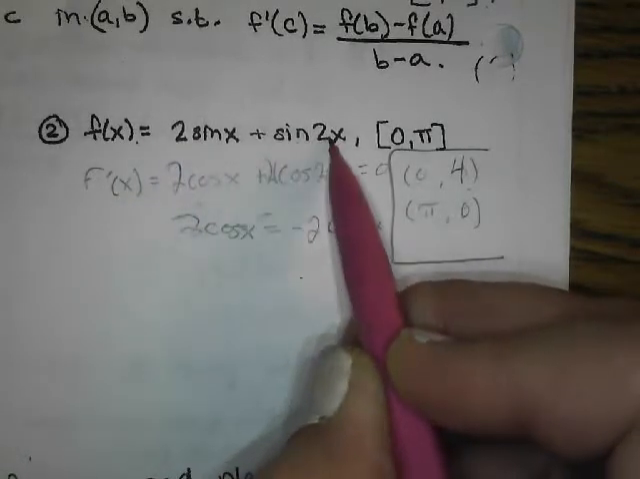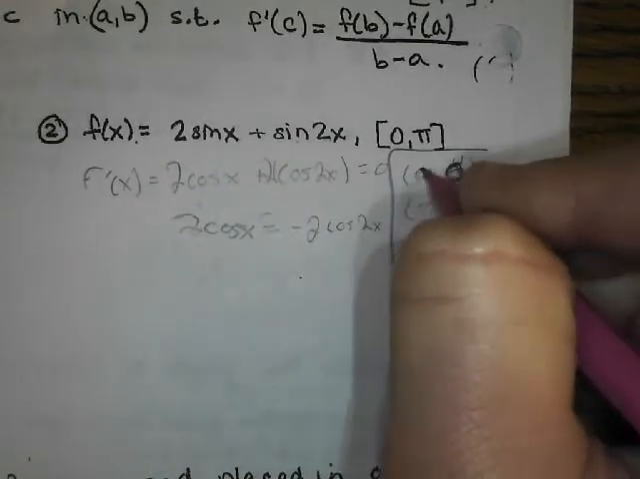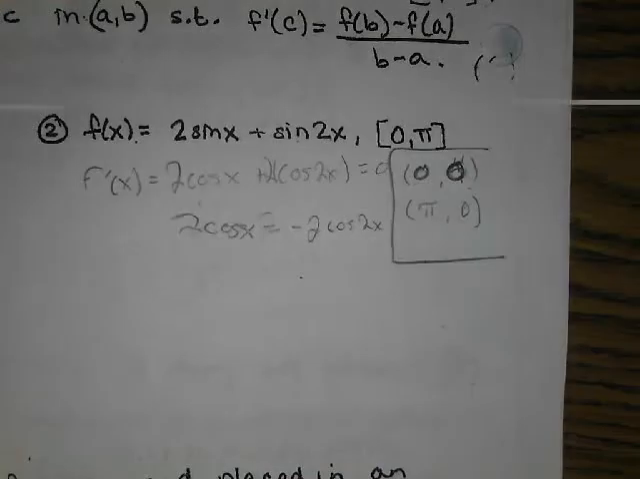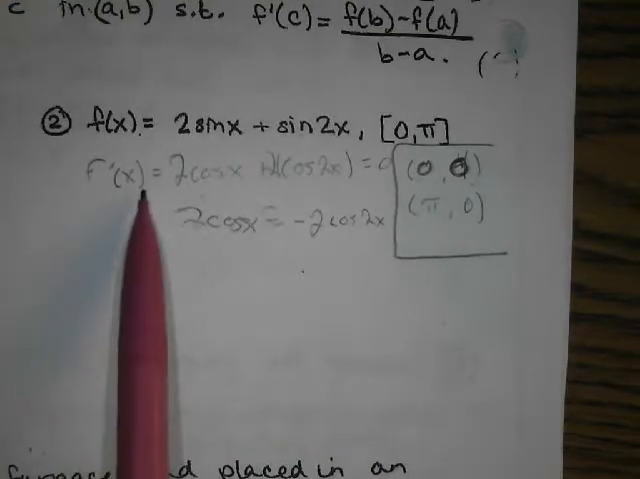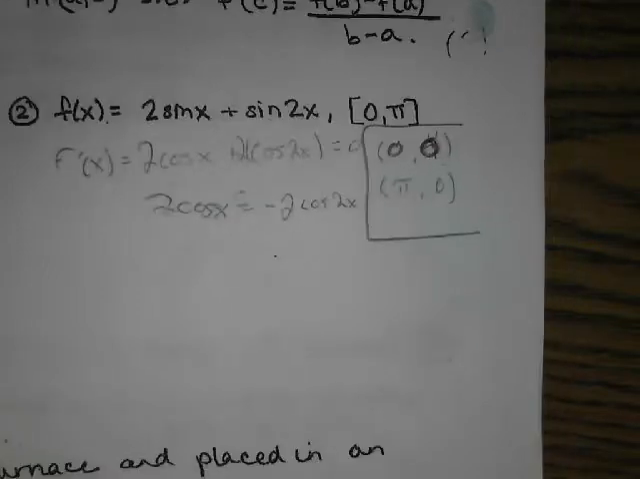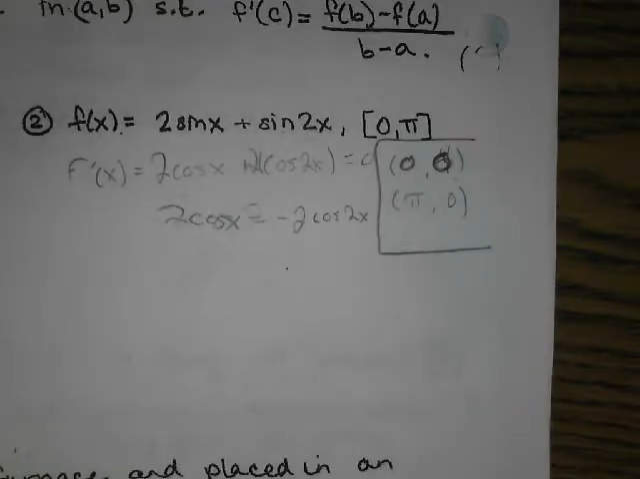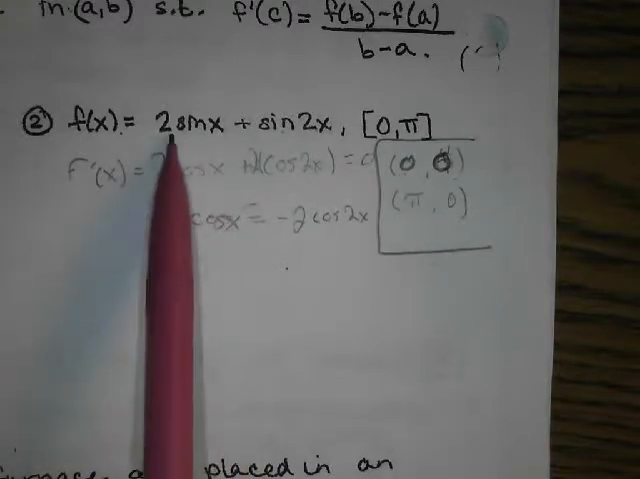Okay, then this person also found the derivative. How do we feel about their derivative? Well, I don't really think we can play teacher with this because their derivative looks good to me, right? They've got the derivative of 2 sine x is 2 cosine x. The derivative of sine 2x required the chain rule. Derivative of sine is cosine, so we have cosine 2x times the derivative of what's inside.